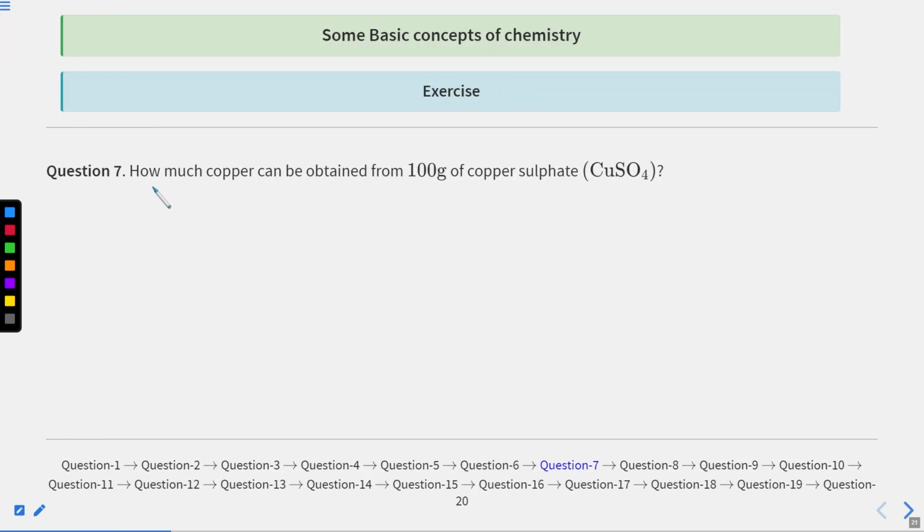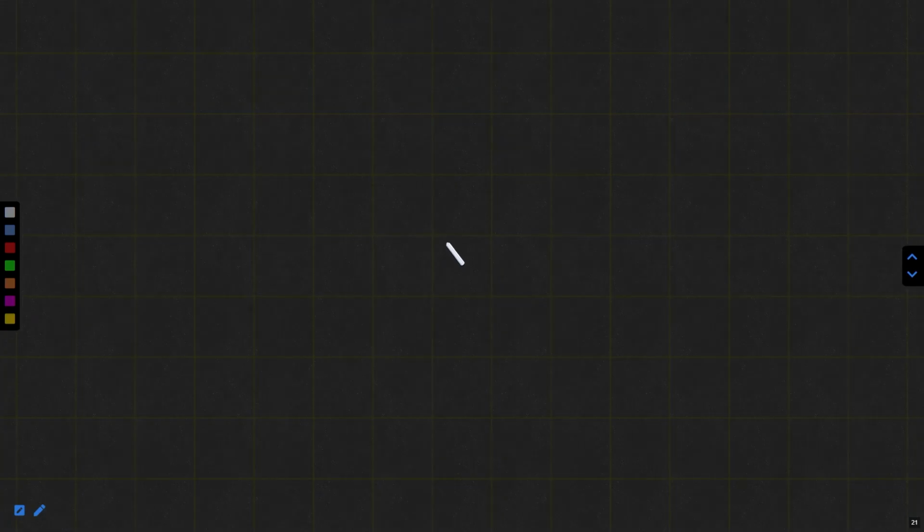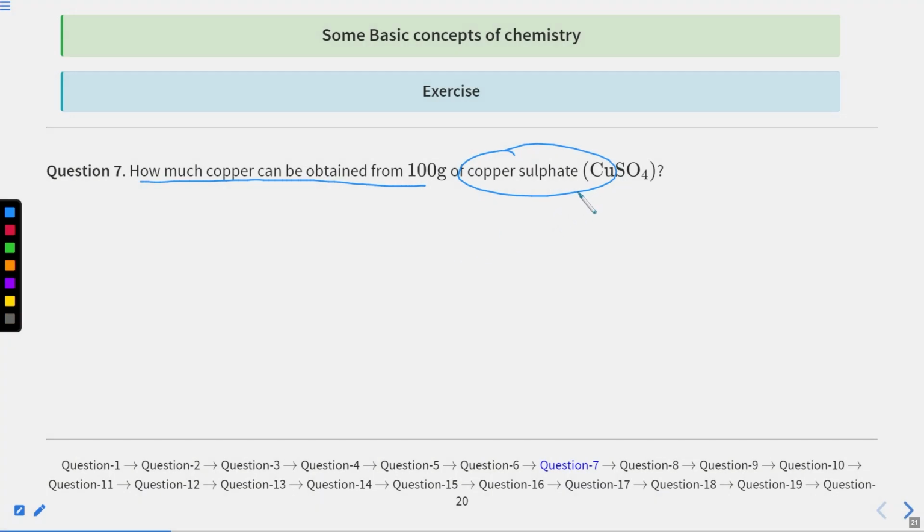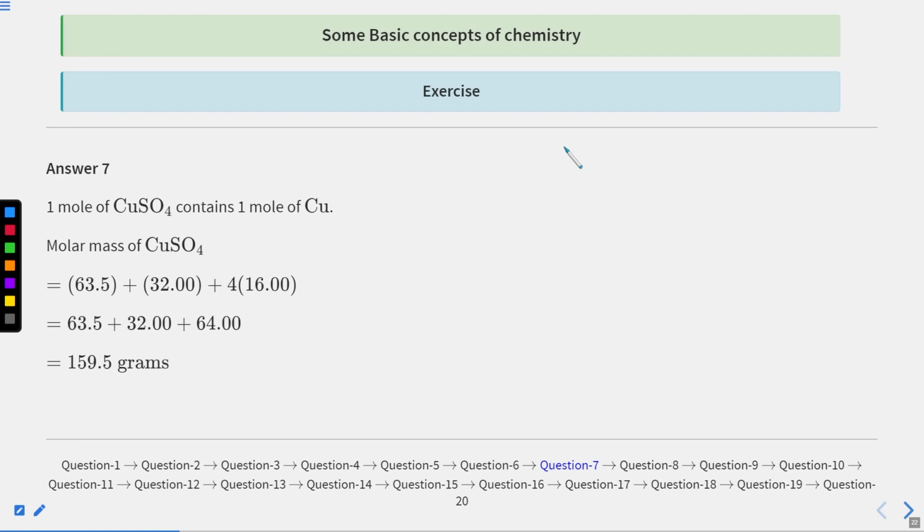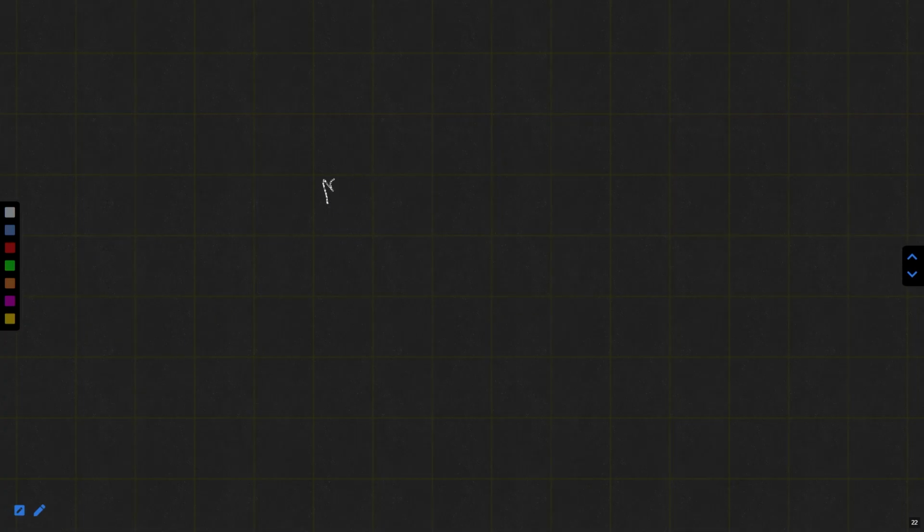Next, how much copper can be obtained from 100 gram of copper sulfate? So this is the question, how much copper can be obtained from 100 gram of copper sulfate. So how will you calculate it? First of all, you will calculate the number of moles of CuSO4 in 100 grams. So let us calculate the molar mass of CuSO4. It is 159.5 grams. So molar mass of CuSO4 is 159.5 gram.